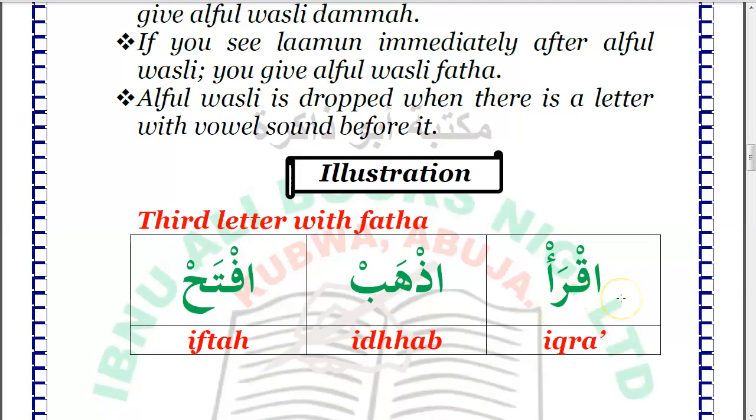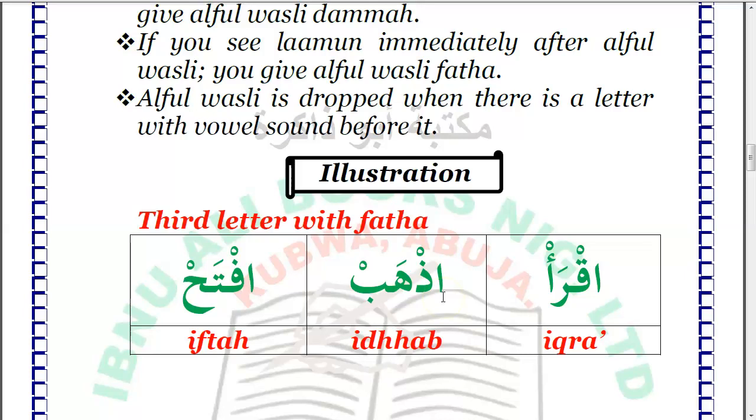Okay, here is example number 1. Here is alif al-wasli, without fatha, without kasra, without damma. So how do we read it? We count our letters, starting with alif al-wasli: 1, 2, 3. Ra is the third letter. Since ra is carrying fatha, we give the alif al-wasli kasra. So we now read it as ikra.